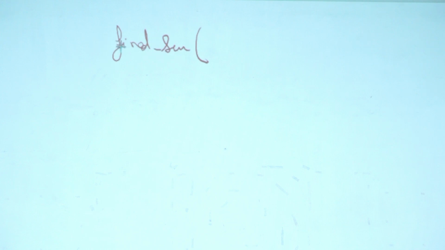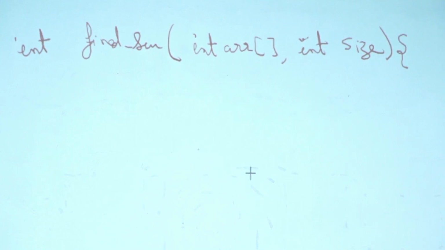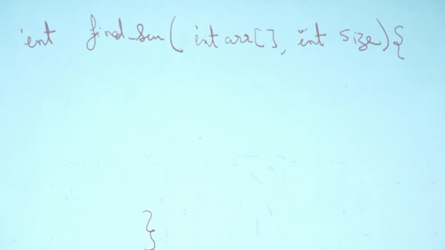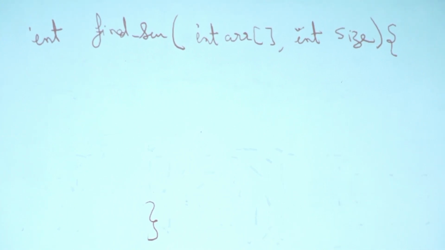Now, whenever I create a function, there are two things to remember. First, let's start with parameters. Look at the way I am declaring the parameter. I am saying int arr square bracket and int size, and it returns an int. There are some things happening there. I'll illustrate that. Okay, so look at this, it is called the prototype of a function. Some people call it prototype, some people call it the signature of a function. What does it say? It captures a few things.